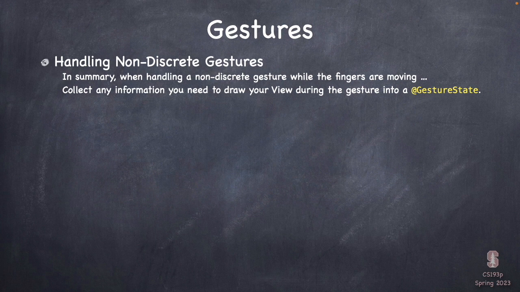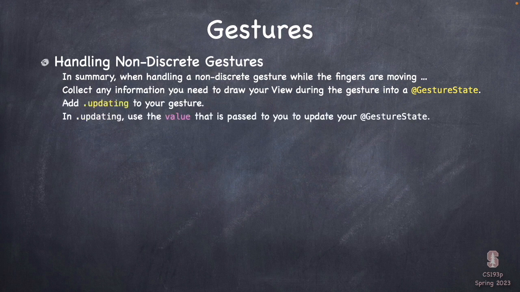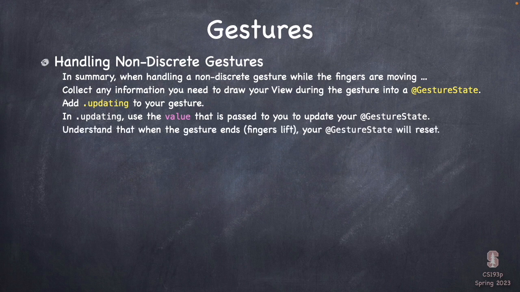You just need to know the amount of the pinch. That's fine. But you're going to collect it all into a gesture state. Then you're going to add that dot updating on there. And the system is going to be giving you this value over and over to tell you the state of it. And you're going to use that information to update your gesture state. You're going to understand that when the gesture is over, the gesture state will reset back.